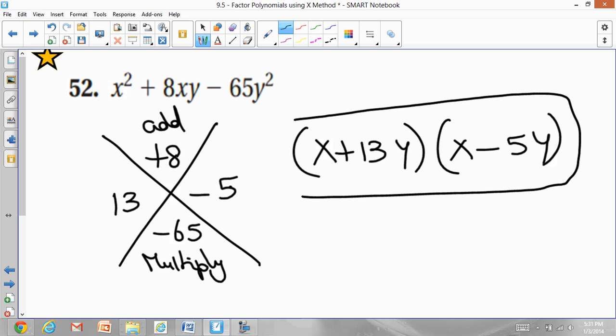They are not asking you to solve it, they just want you to factor the polynomial. So the answer in this case will be x plus 13y, x minus 5y. If you go back to using the FOIL method, or if you use the table method and try to solve it in reverse, you will get the question back again.